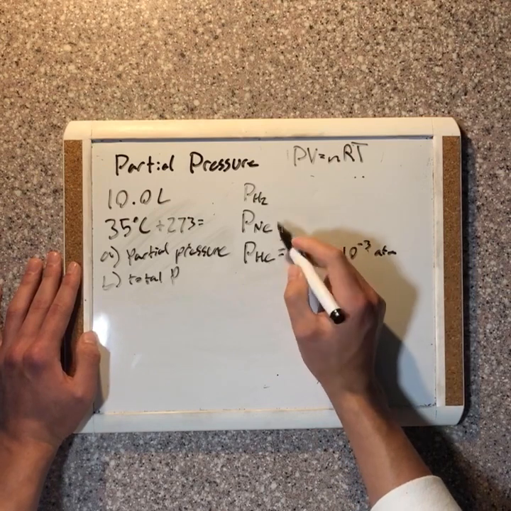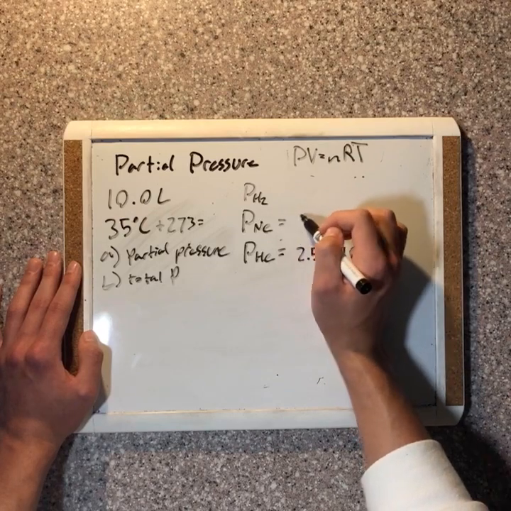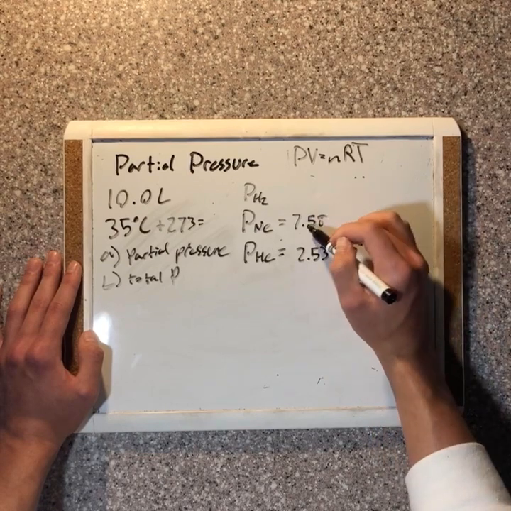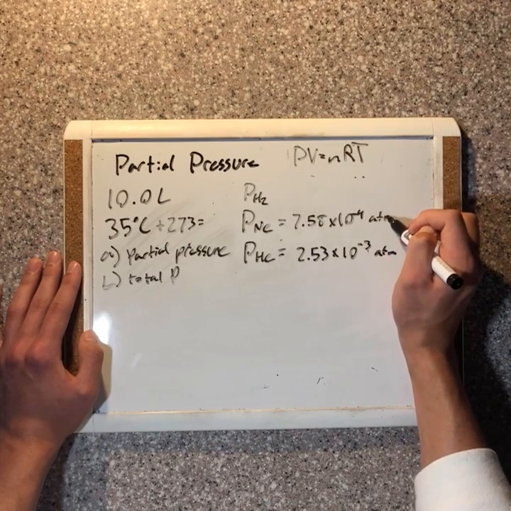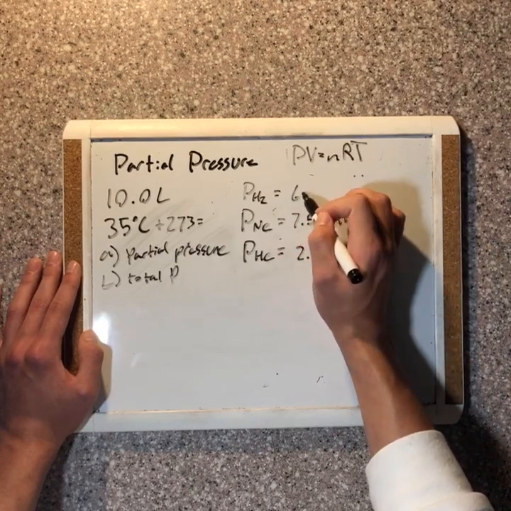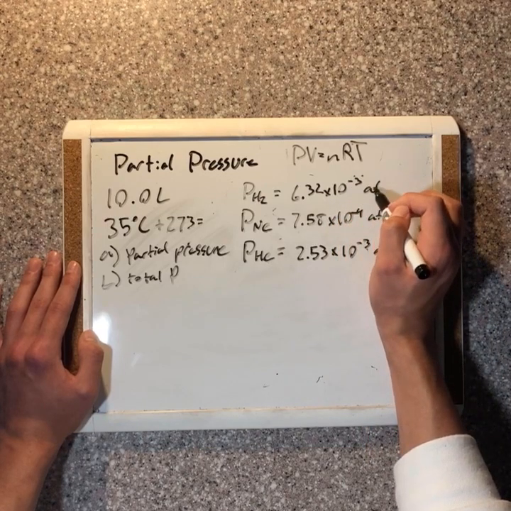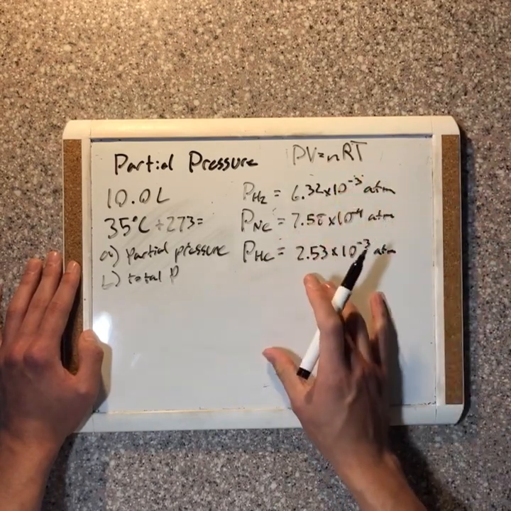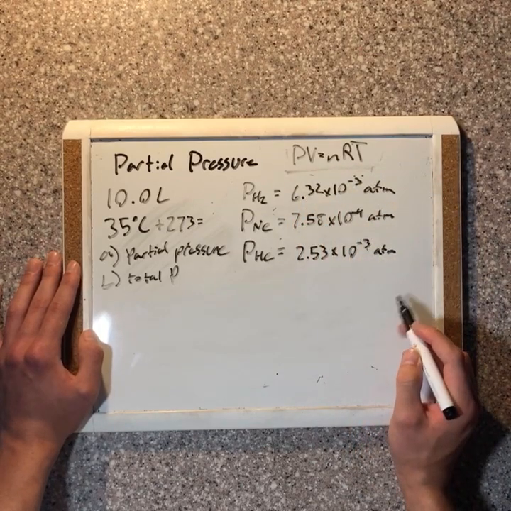All right, so for helium, you should have 2.53 times 10 to the negative 3 atm. For neon, you should have a pressure of 7.58 times 10 to the negative 4 atm. And for hydrogen, we already calculated it out as 6.32 times 10 to the negative 3 atm. All right, so these three pressures, all by using that same process, the same ideal gas law, right? And now we have to find the total pressure.